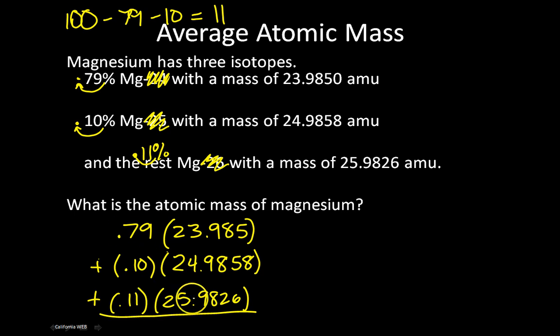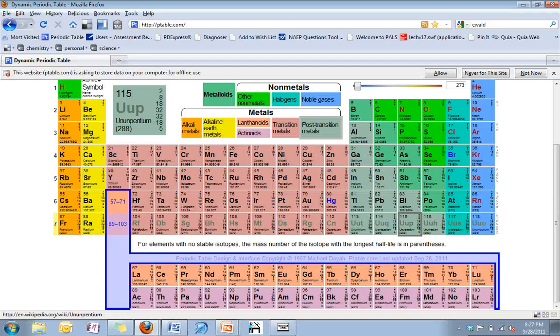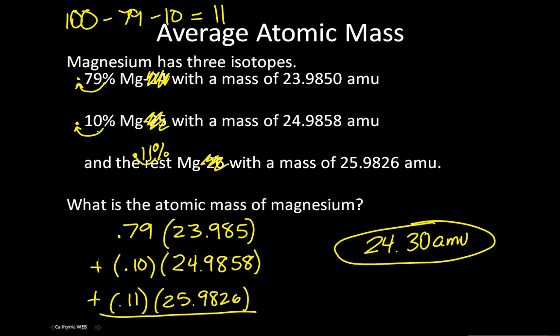So multiply those out, add them up, and you should get 24.30 AMUs, atomic mass units. Now, I didn't check this ahead of time. Let's see if that's what the periodic table says for magnesium. Let's see if we're working with good data. 24.30 for magnesium. Hey, 24.305. That's pretty darn close. So I'd say we got some good data there that we were working with.